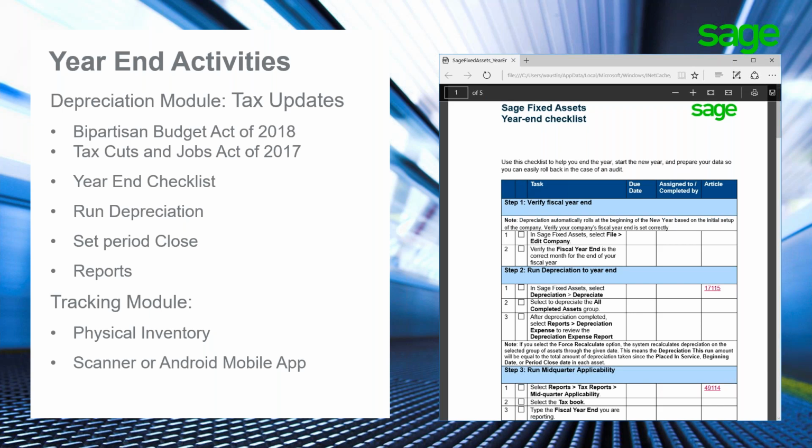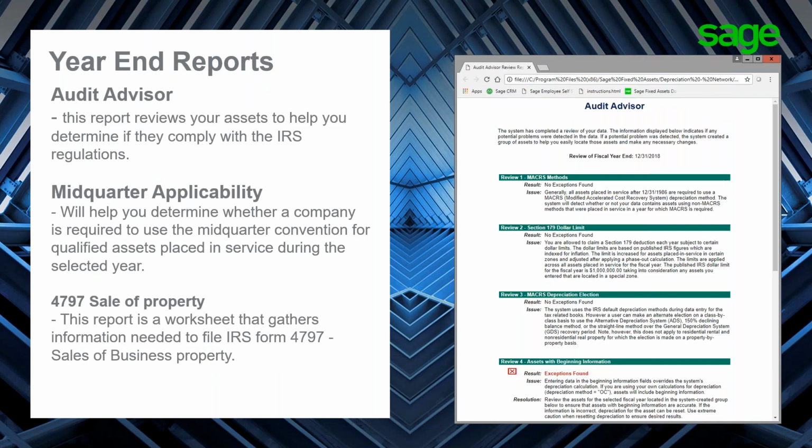Some of the year-end reports that would be identified on that checklist, for example. I talked briefly about the Audit Advisor and how that actually is going to be helpful to you in identifying anything that you may be doing that could be a potential red flag for being audited. There's also a mid-quarter applicability report built in, and this will identify whether or not you need to switch to a mid-quarter convention for any qualified assets.